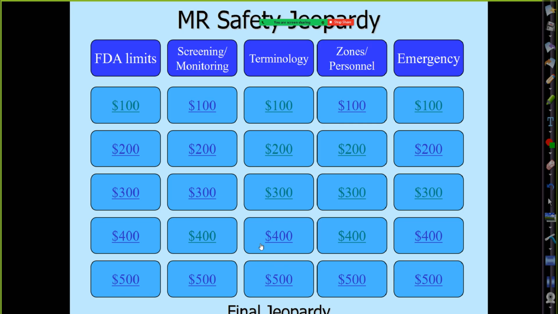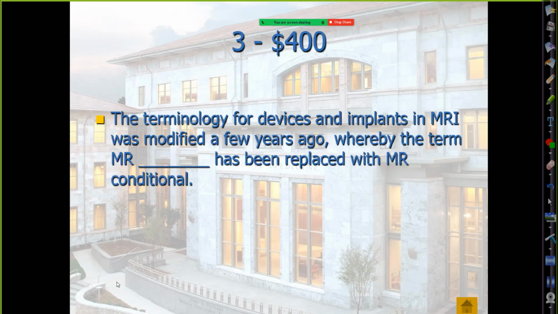Drew, what you got? Terminology for 400. Terminology for device implants, where the term MR compatible has been replaced. I didn't know I had this as a question.